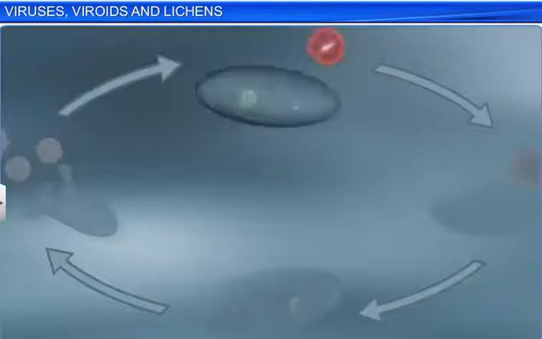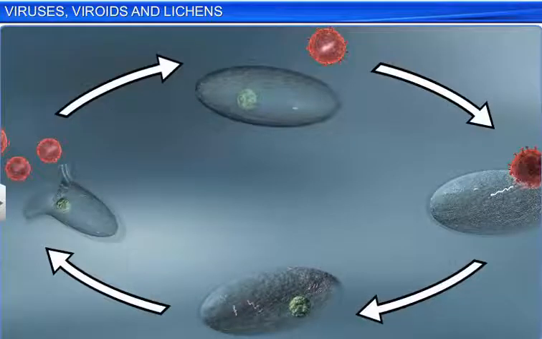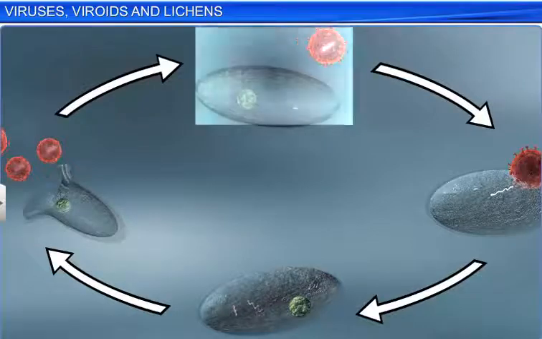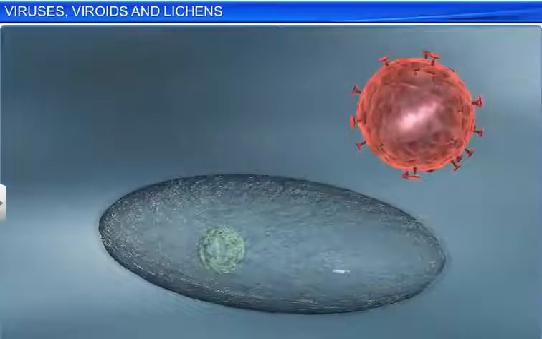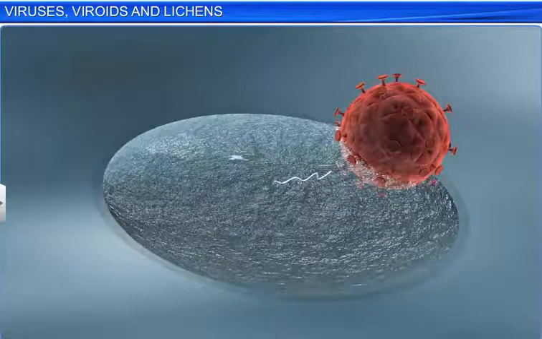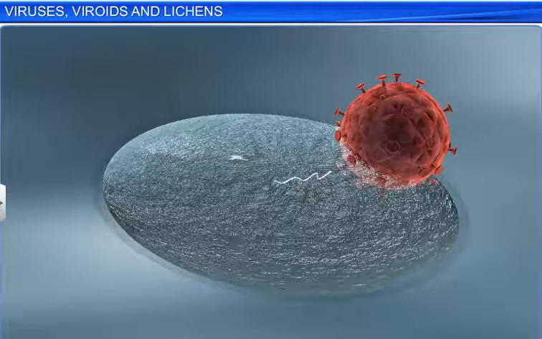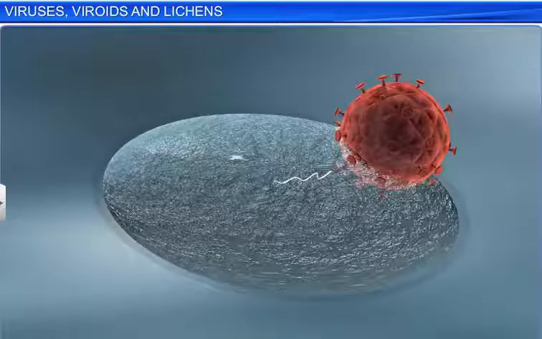The name is apt because when a virus infects a cell, it takes over the host cell's machinery to replicate itself. In this process, the host cell is killed. Though a virus remains inert outside its host cell, it cannot live independently without its host. Thus, viruses are known as obligate parasites.